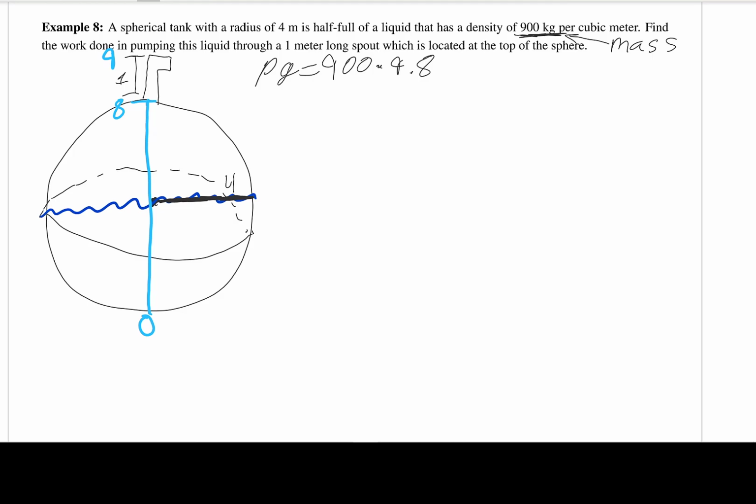Now what I want to do is take a slice. All right, there's a slice of our sphere. This is our V slice. And we know that this is going to be equal to pi r squared. What we need to do is figure out what r is equal to. We want to put this in terms of y. Sorry, this should be pi r squared dy.